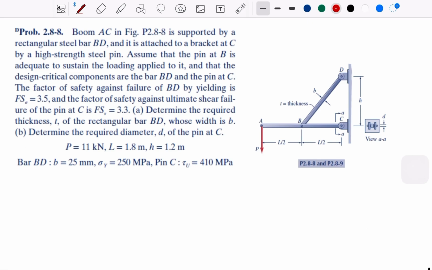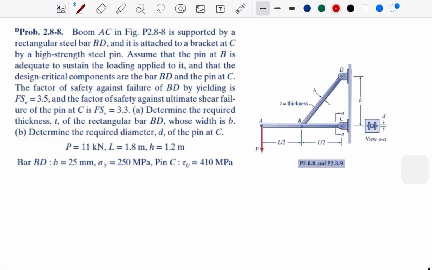Okay, so boom AC is supported by bar BD. So BD is here, and it has support. Assume the pin at B is adequate or sufficient to sustain the loading, and that the design critical components are the bar BD and the pin at C.